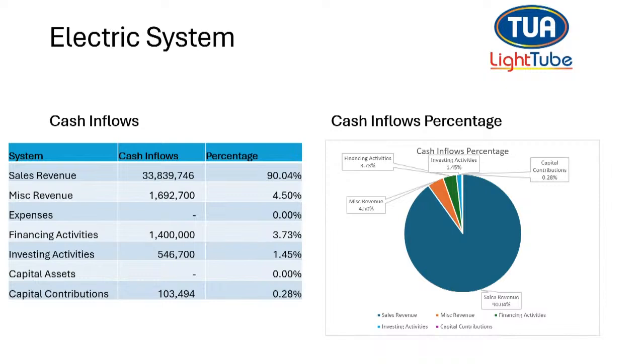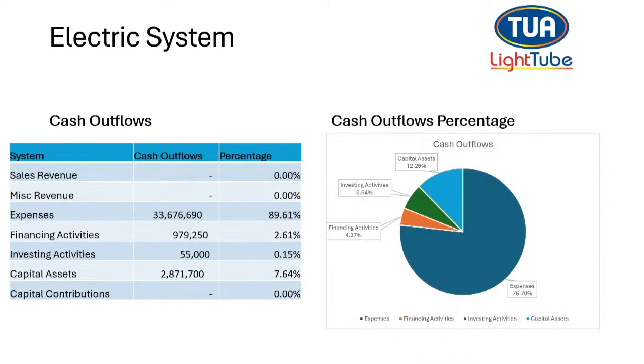Any more questions? All right, next slide. So our cash outflows, the amount that's going out. Our expenses are making up about 89% of that, 89.6. And financing activity, that's principal payments, because the expense of interest shows up in the expense section.